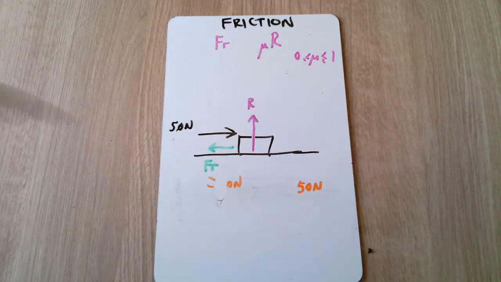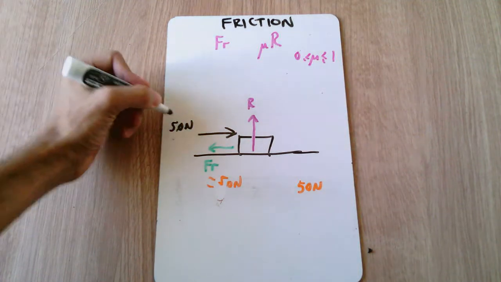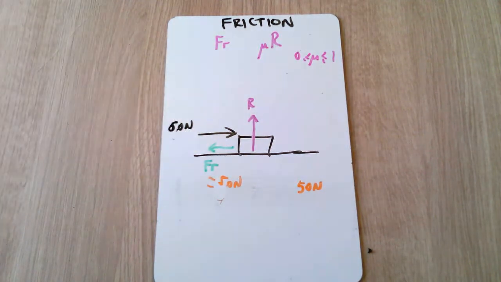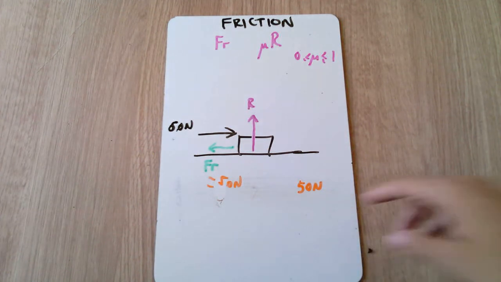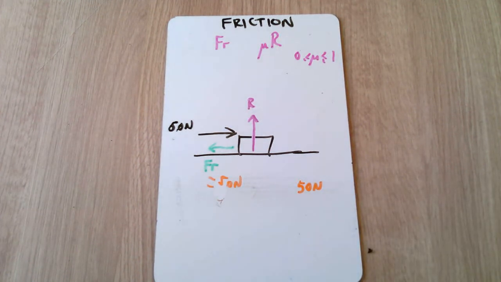The moment I overcome 50 newtons, so if I now push this up to 51, or to keep this simple, up to 60, I've now exceeded the maximum value of friction. Friction can't go larger than 50. So we would now have a net acceleration to the right-hand side because there is now an imbalance of force.